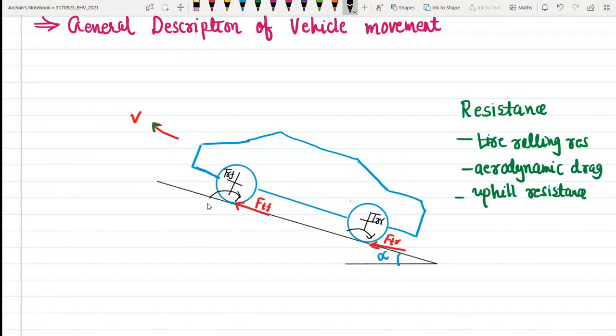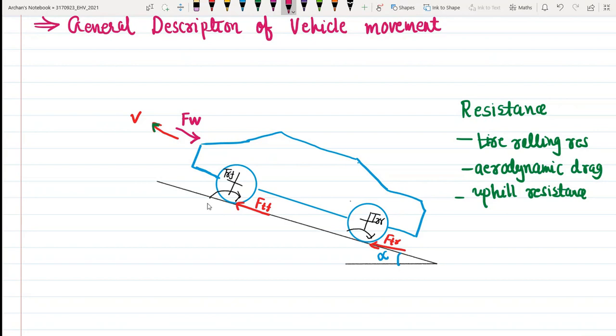So this TRF and TRR are my resistance torque, rolling resistance torque. Then we have aerodynamic drag. We know if my vehicle is moving in a particular direction, then air will resist the movement of the vehicle. So from the forward direction we will experience some force which is in the opposite direction to the movement of the vehicle. Let us call it FW, right? So this is my aerodynamic drag.